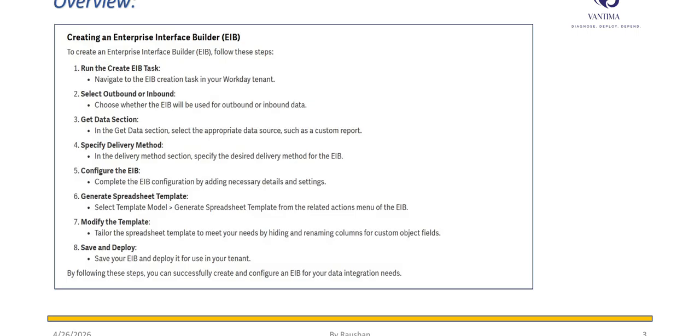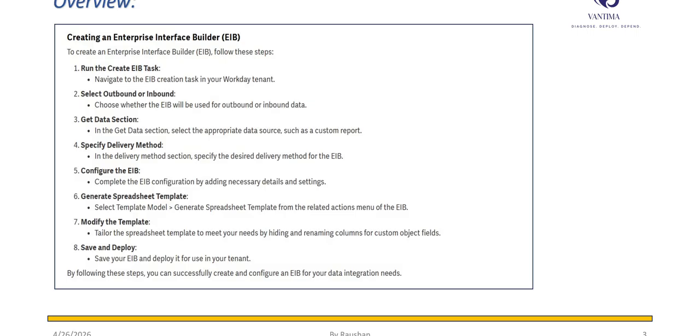Then a specific delivery method. In the delivery method section, specify the desired delivery method for the EIB, like how you want to deliver the file: through the attachment, through SFTP, through the email. We'll talk about all types of delivery methods. Then configure the EIB. Complete the EIB configuration by adding necessary details and the settings. We will see what kind of settings there are.